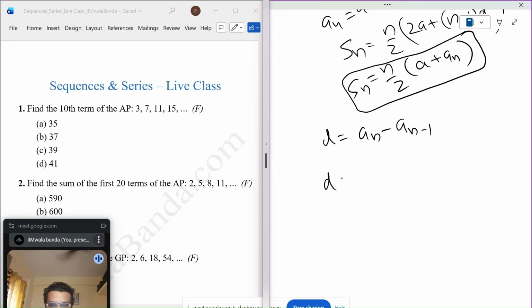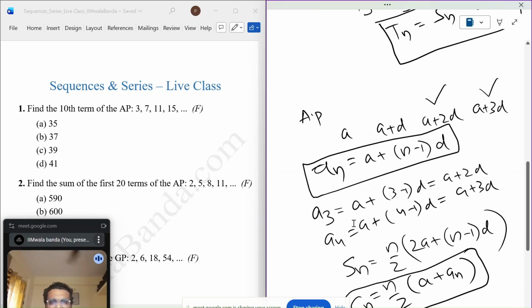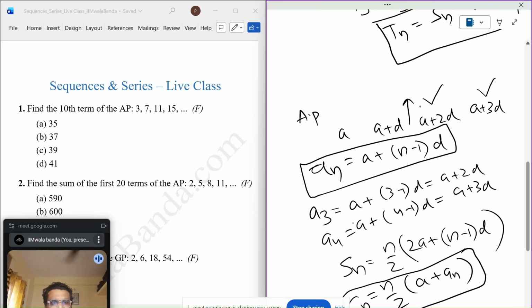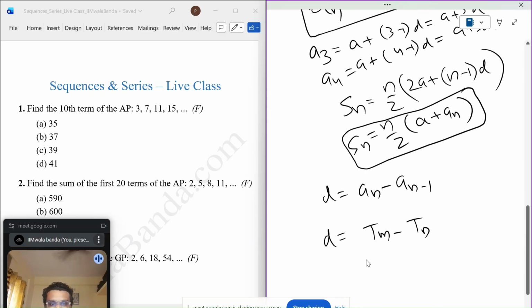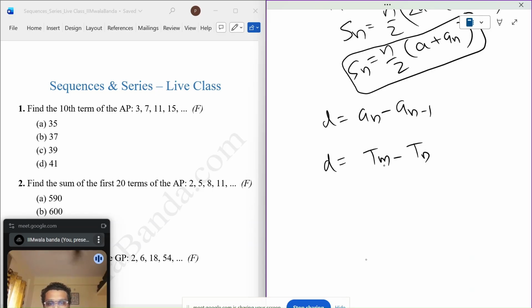And similarly, if you take any two terms, let's say you take the mth term and the nth term, somewhere in between, the mth term can be anything like this. If this series goes on, let's say up to a plus n minus 1 into d, this will be the last term, right? If there are n terms, this will be your last term. Somewhere in between will be the mth term and somewhere in between will be the nth term. So any two terms randomly if you take and you want to find the difference, simply this is Tm minus Tn.